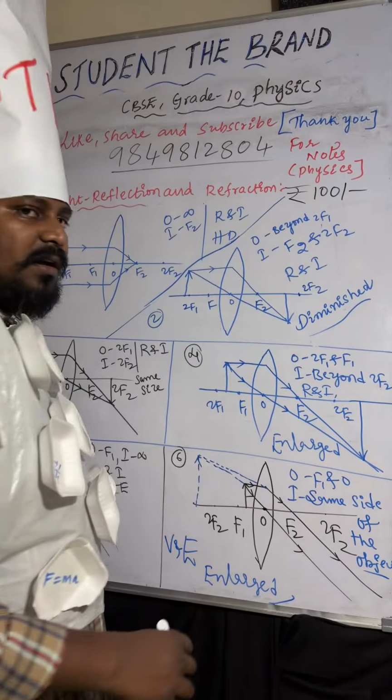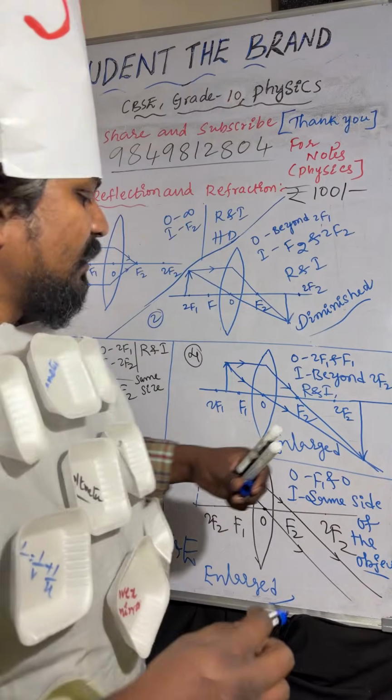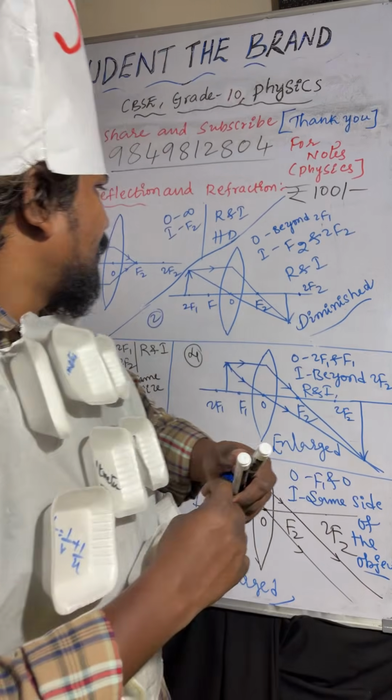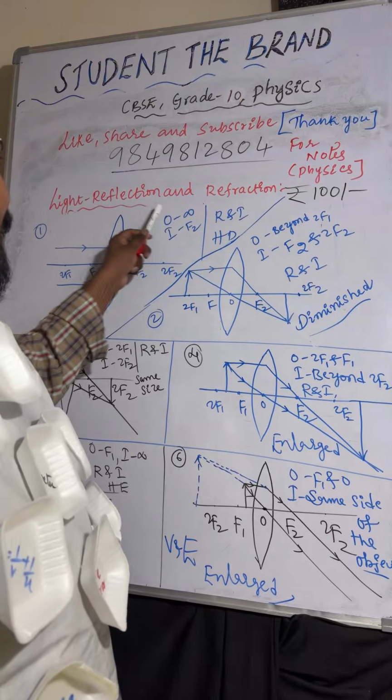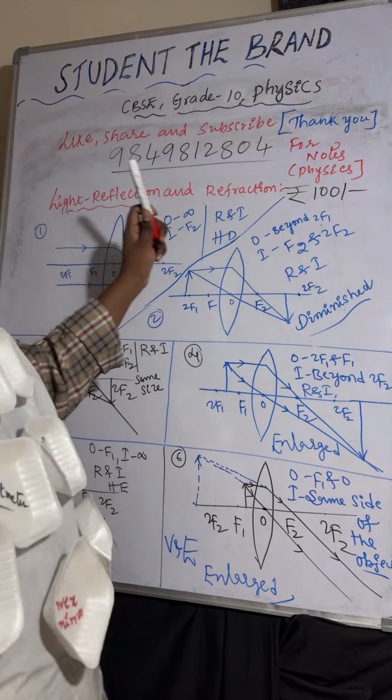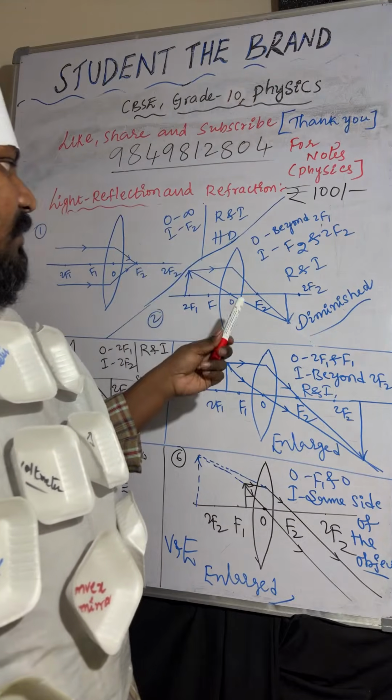Okay. So these are the nature of lenses, image formations. Once again, observe. Object is placed at infinity, image is formed at focus. So real and inverted and highly diminished.